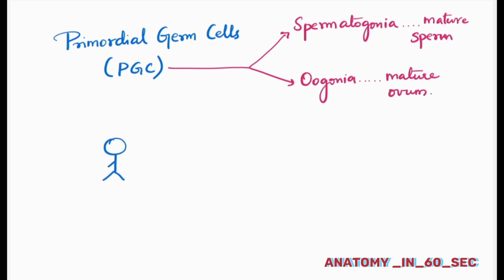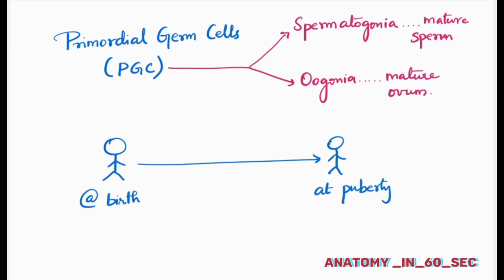Now let's say a male child is born. From birth to puberty, no change occurs. At puberty only, the process of spermatogenesis starts. So be very clear that from birth to puberty, there does not occur any differentiation in spermatogonia.